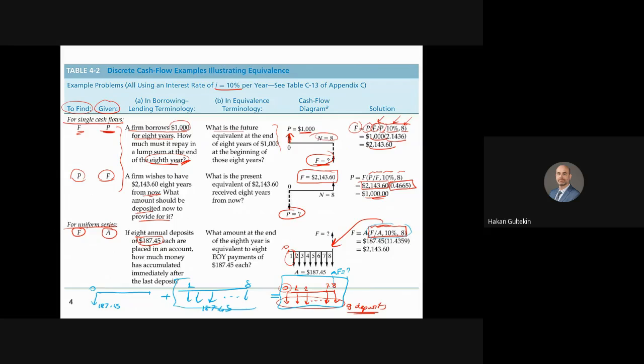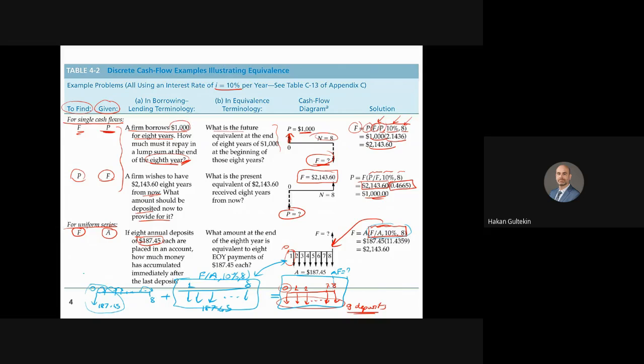One part is suitable for me to use the factor, and the other one includes all the cash flows which do not appear in this factor. And for this one, I can use F given A, 10% and 8. And for this one now, I need to move it how many periods? So to 1, to 2, to 3, and I need to move it to 8. It means that 8 periods.